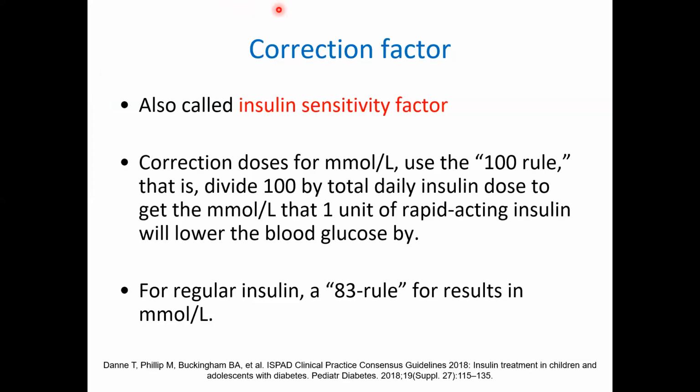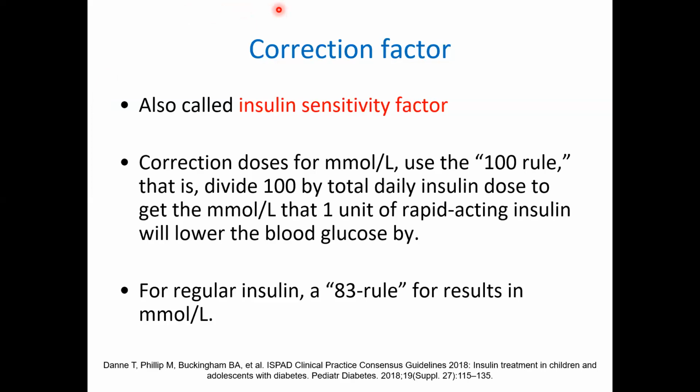So let's look at the correction factor. What is correction factor? This is also called the insulin sensitivity factor. And basically, this just tells us how much each unit of insulin will lower the blood glucose by, in millimoles per liter. So 1 unit of insulin, by how much will it lower the blood glucose level in an individual patient? Okay, so we have a formula for calculating this.